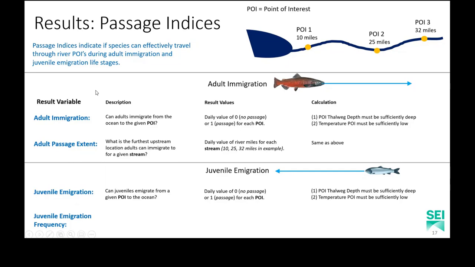And then finally, there's what's called juvenile emigration frequency, which similarly kind of aggregates the results for the whole stream. And it asks, can juveniles emigrate from the headwaters to the ocean? So is there complete emigration across the whole stream? Yes or no? And the calculations are the same.